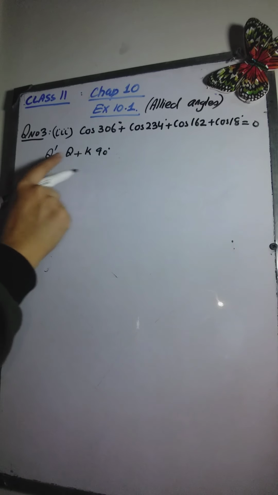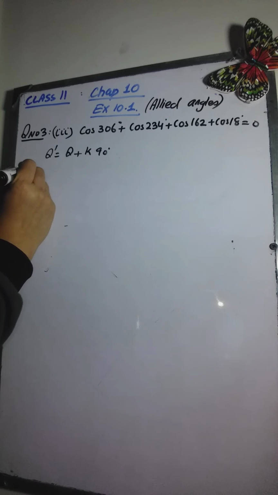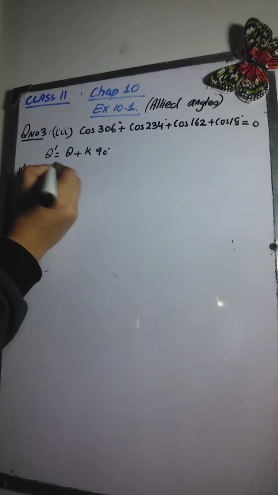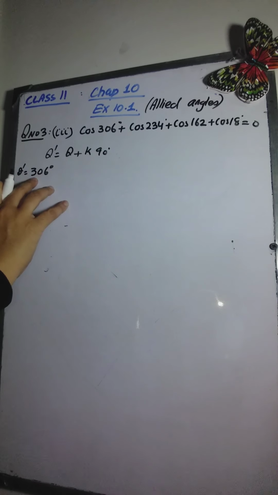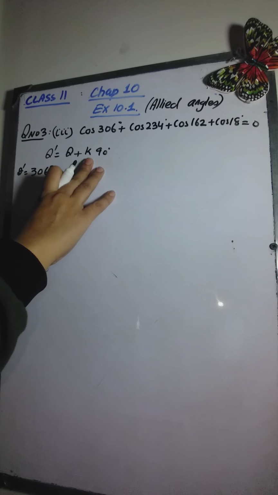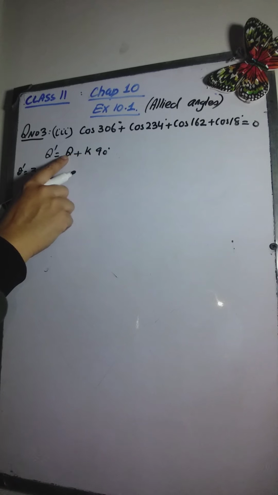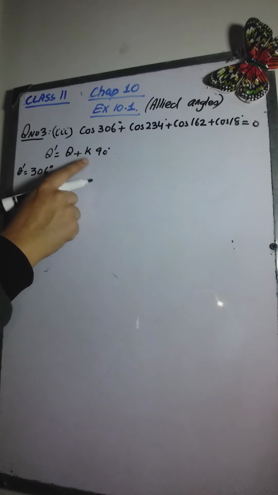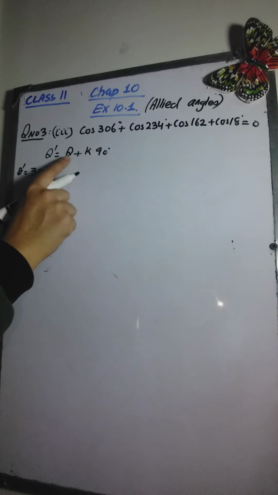For this, first of all, let us take this angle 306. If theta dash is equal to 306, I will split it in this form. I will write 306 as some angle theta plus k times 90. For this we have to find k and theta. This will be our theta dash. The two things that we need to find to express 306 in this form are k and theta.